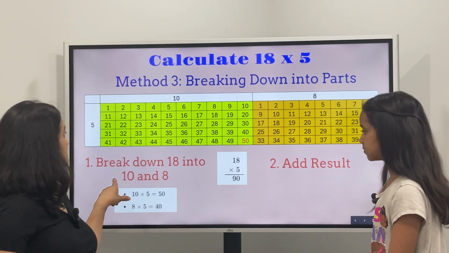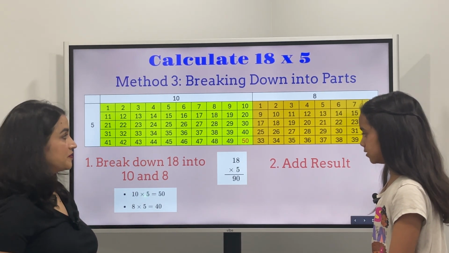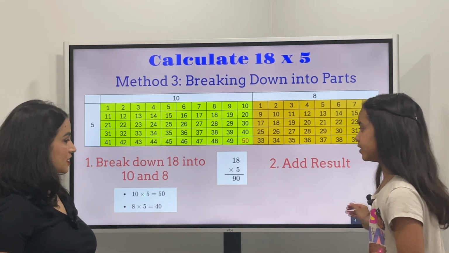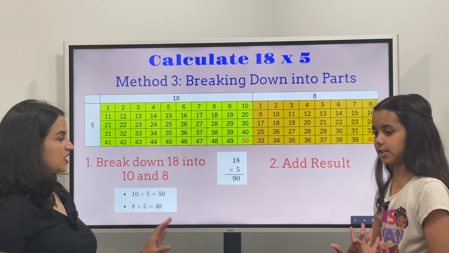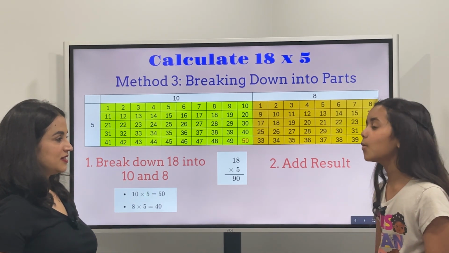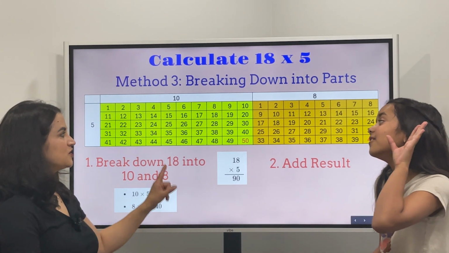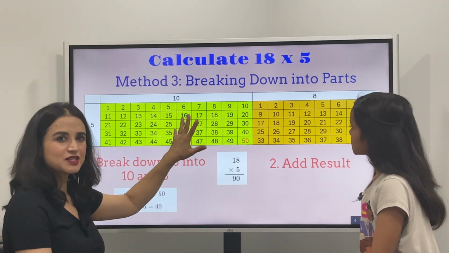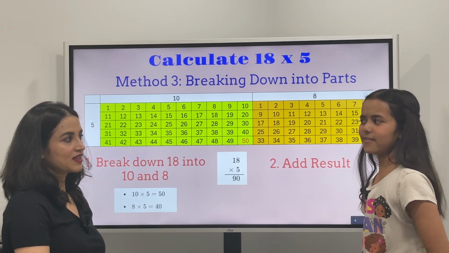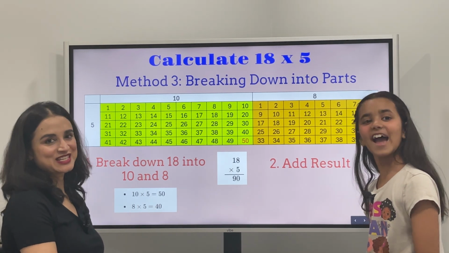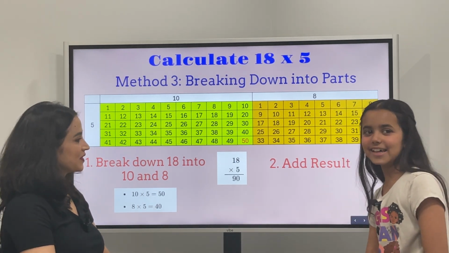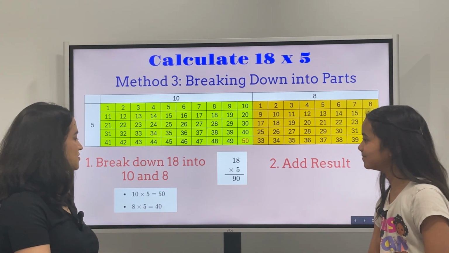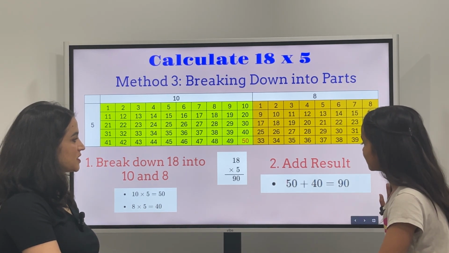So 10 times 5 equals 50, and 8 times 5 equals 40. And then you just add them together. What is 50 plus 40? 90. And do you know what this space is called, Lena? I think it's called a graph. Area. Oh yeah, area. I was thinking of graphs today. Yeah, it's the area. Good. Okay, let's see the next method.